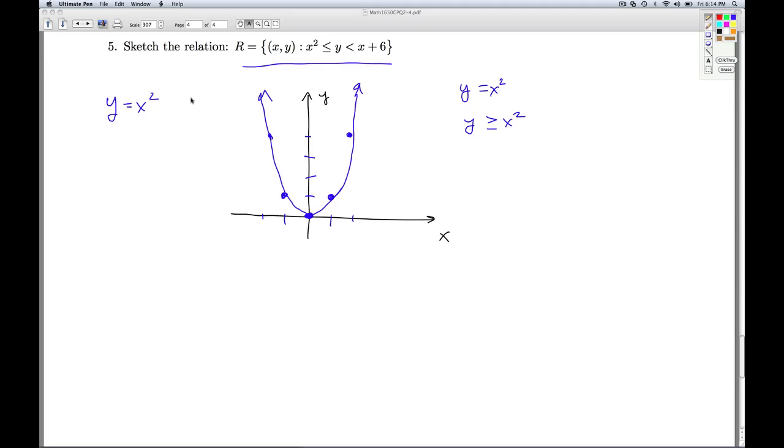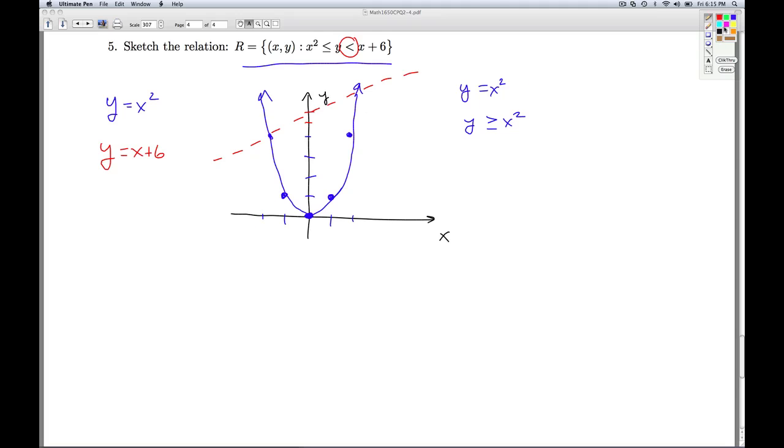Now I'm going to graph y equals x plus 6. Well, that's a line. It's got a y-intercept of (0, 6) and a slope of 1. Instead of drawing a solid line for this, since it's a strict inequality, I'm going to draw a dotted line. If I want the points whose y coordinates are less than that, I want everything below this dotted line.